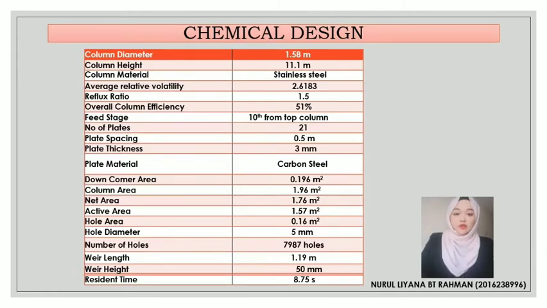So the first table shows the summarization of chemical design for distillation column T100. From the calculations, the column height obtained is 11.1 meters, and we are using stainless steel as the material since stainless steel is high in chromium content, which can prevent corrosion and staining. Then the number of plates obtained here is 21, and we are using carbon steel as plate material since carbon steel is high in carbon, which gives steel a lower melting point, more durability, and good heat distribution.